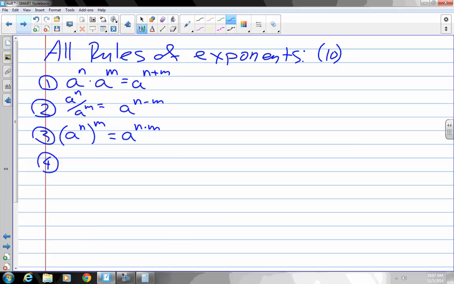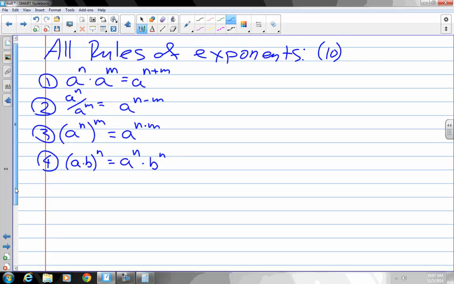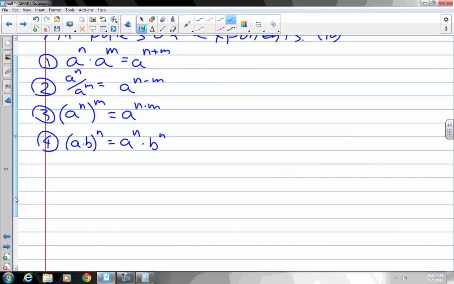Then we have these rules. If you take a product to the power n, ab to the power n is the same as a to the power n times b to the power n. So the exponent kind of distributes through products. Doesn't work with sums or differences. We have special formulas for that. Same works for the quotients. a over b to the power n is the same as a to the n over b to the n. So you take the numerator and denominator to the same power.